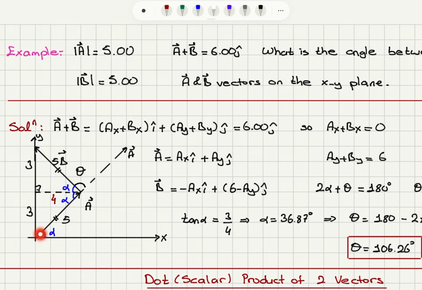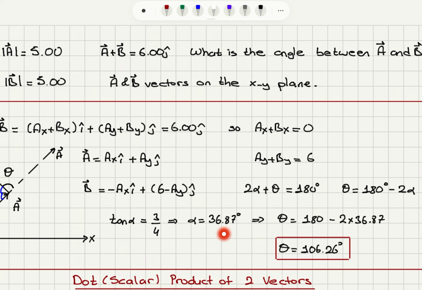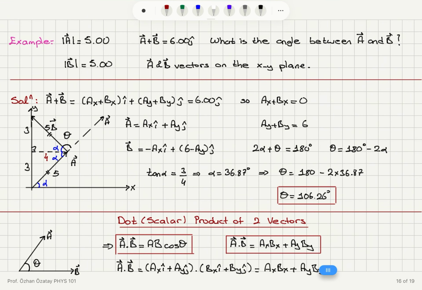And looking at this right triangle here, tangent of alpha is 3 divided by 4. So alpha is tangent inverse of 3 over 4, which is roughly 37 degrees, 36.87 degrees. And theta is 180 minus 2 alpha, which is 106.26 degrees. So that's the angle between the two vectors.